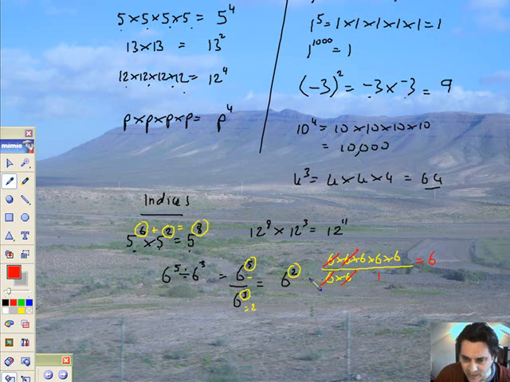Answer 6 to the power. Oh, I've got another one. Sorry. Oh my goodness. Let's just go back again. So times 6, and going back to red.